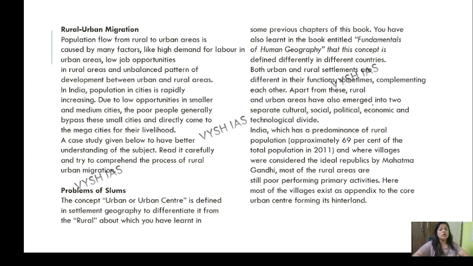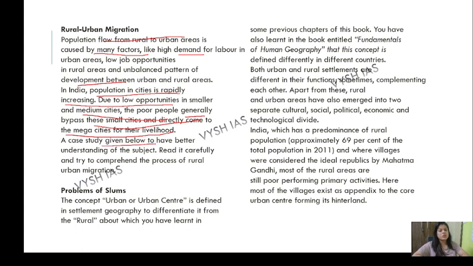Okay, rural-urban migration, you know this thing. We know that population moves from rural to urban areas. It is caused by many factors like high demand of labor, unemployment, job opportunity, unbalanced pattern of development between urban and rural areas. In India, population in cities is rapidly increasing. Due to low opportunity in smaller and medium cities, the poor people generally bypass these small cities and directly come to the mega cities for their livelihood.